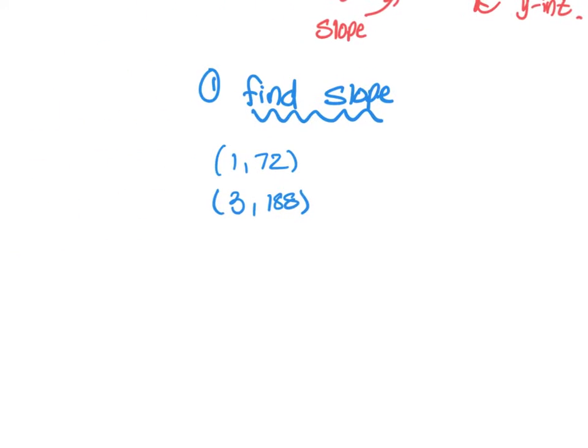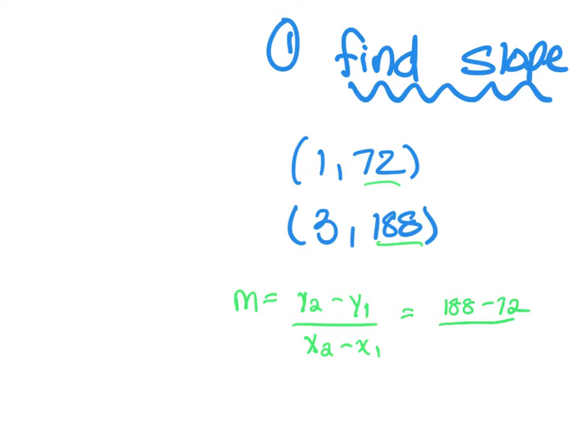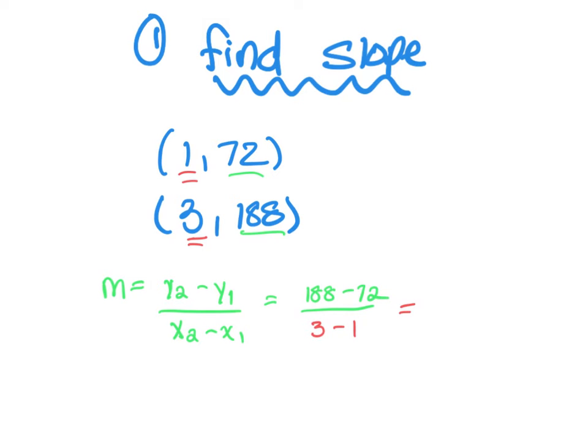So we're going to plug those into our slope formula. Our slope formula is y2 minus y1 over x2 minus x1. And if I look, my second y value is 188, my first y value is 72. So I have 188 minus 72 over 3 minus 1. When I type that into my calculator, I get 58. So I get my slope to be 58.